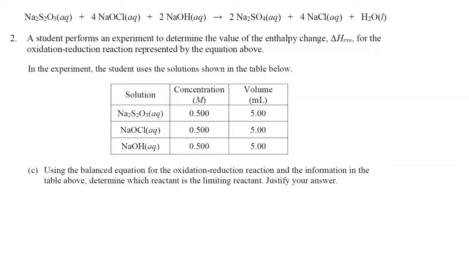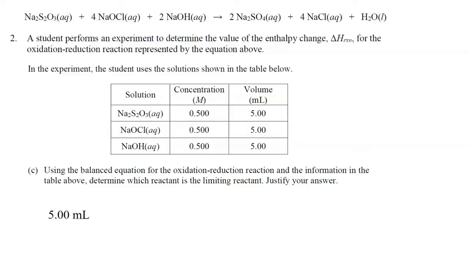It says, in the experiment, the student uses the solutions shown in the table below. So in our overall balanced chemical equation, we have 3 different reactants. They're all listed as aqueous solutions. And in this table, we can see that each of these solutions has the same concentration and the same volume. So what that really is telling us is that there's the same number of moles of each reactant used in this experiment. So in part C, it says, using the balanced equation for the oxidation reduction reaction and the information in the table above, determine which reactant is the limiting reactant.